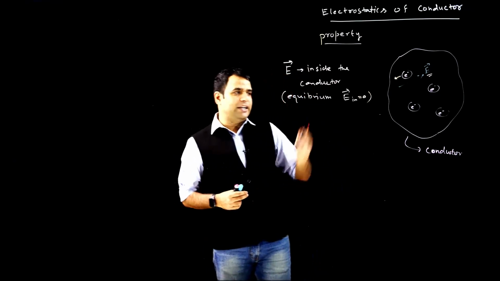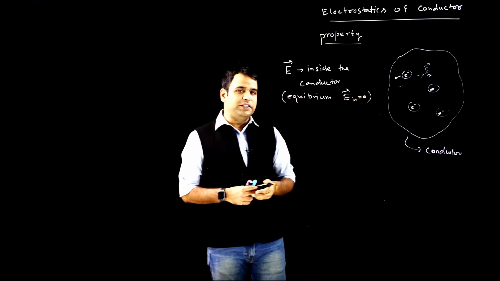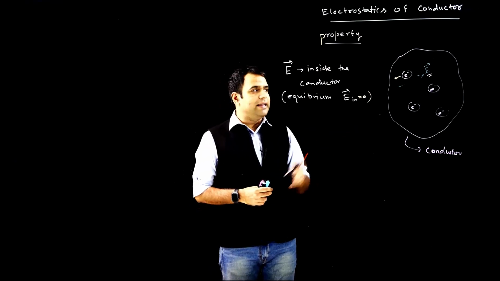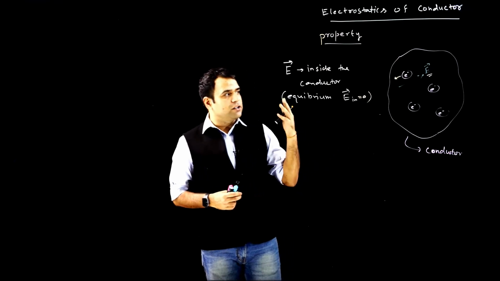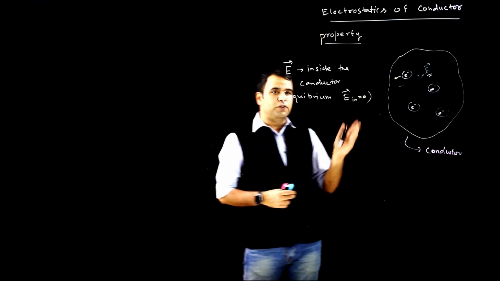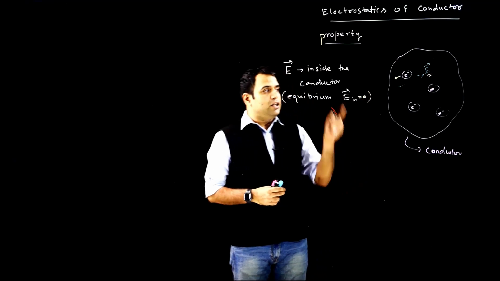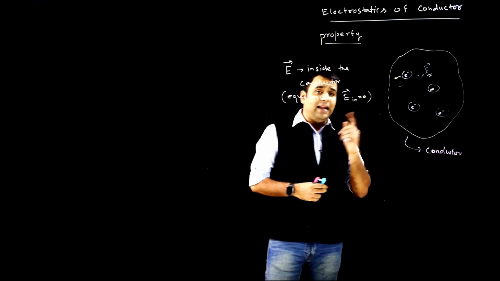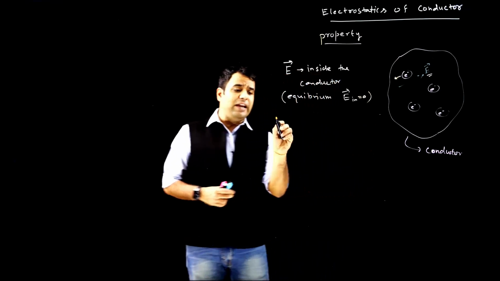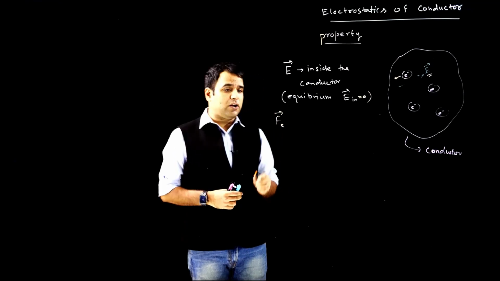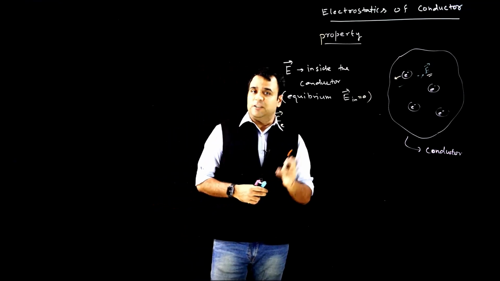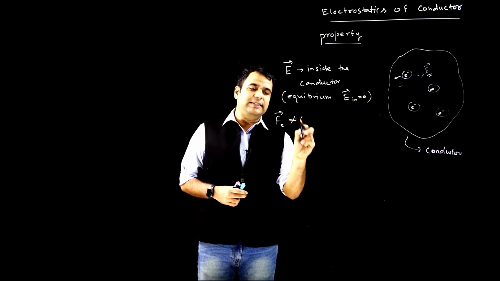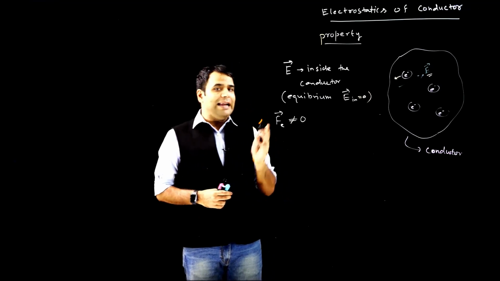So I cannot say this is the equilibrium condition. If there is a non-zero force, the equilibrium condition is not there. Because of a non-zero electric field, there will be a non-zero force on the electron, and due to that force these electrons will keep moving. They will keep moving till each and every electron stops experiencing a non-zero force.